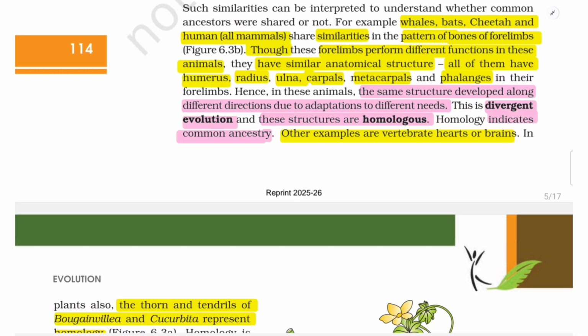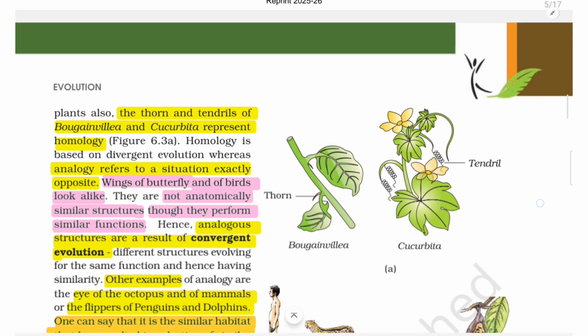All of them have humerus, radius, ulna, carpals, metacarpals, and phalanges in their forelimbs. Hence, in these animals, the same structure developed along different directions due to adaptation to different needs. This is divergent evolution, and these structures are homologous. Homology indicates common ancestry. Other examples are vertebrate hearts or brains. In plants also, the thorns and tendrils of Bougainvillea and Cucurbita represent homology.